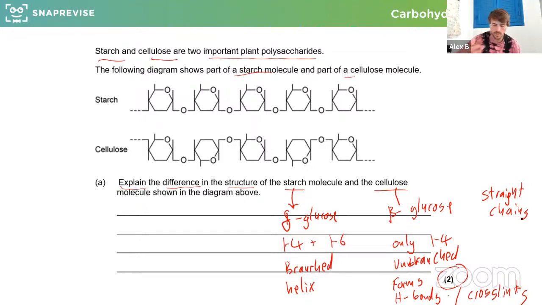And you can talk a little bit about how they can form microfibrils. Yeah, and they're all the differences. They obviously have similarities, both made of glucose, both have glycosidic bonds, both have 1, 4 glycosidic bonds. But this question was focusing on the differences.